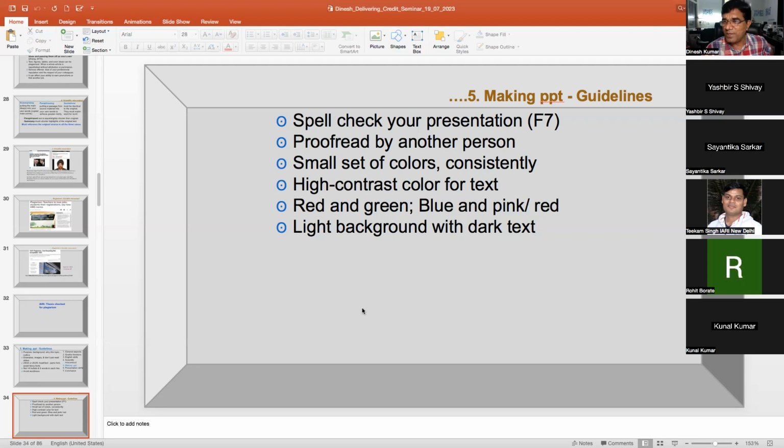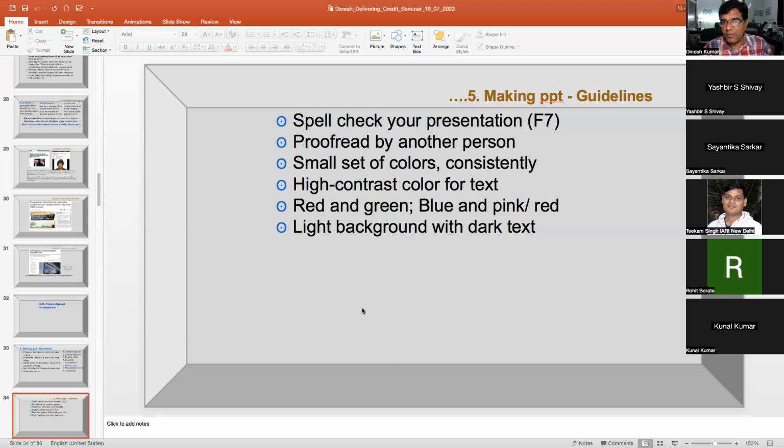And you should not use so many colors. Use hardly 2 or 3 colors, at the most 2 or 3 colors in one slide, and use them consistently. It is not that in one slide I use yellow and blue color, in the next slide green and white color, and in the next a different color. Use the set of colors consistently and everywhere. Do not change the colors. 2, 3 colors are enough.